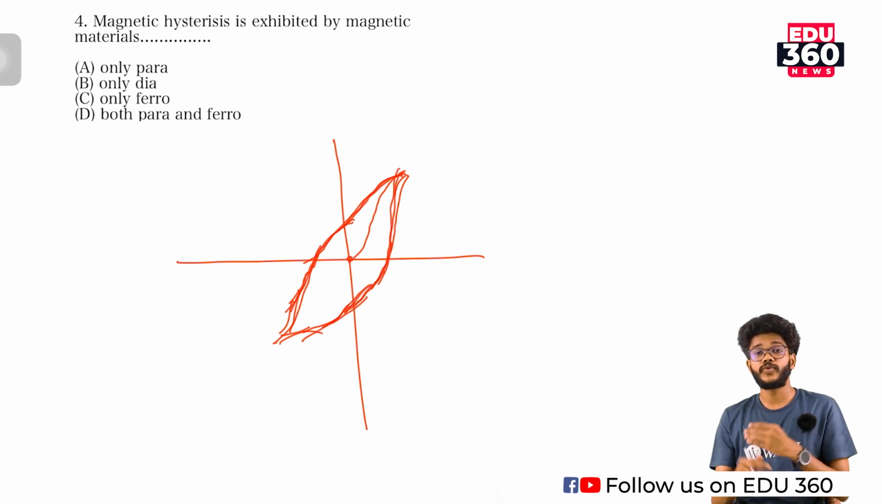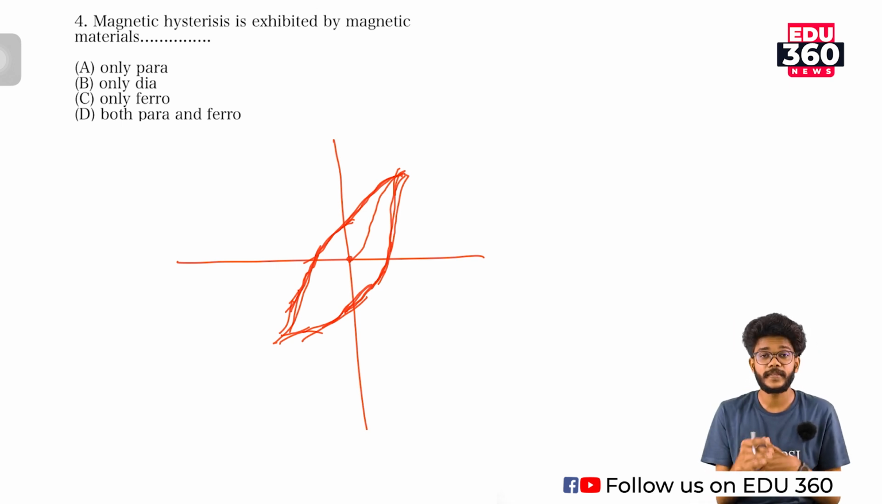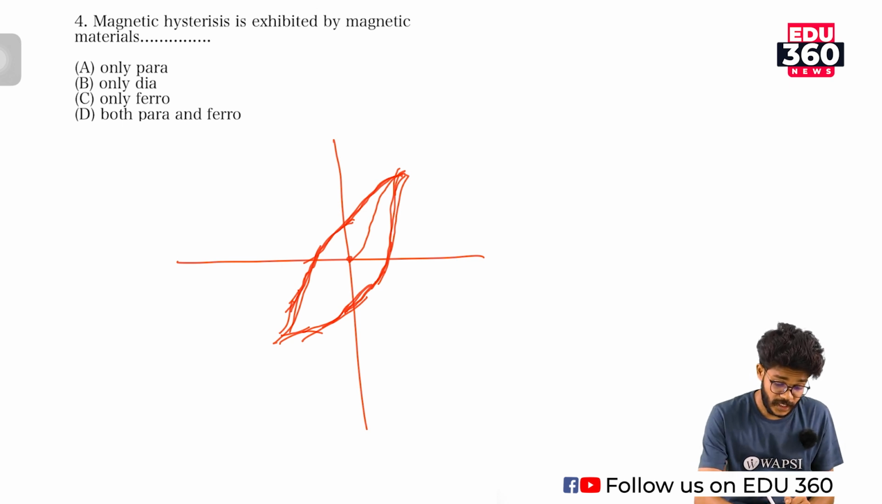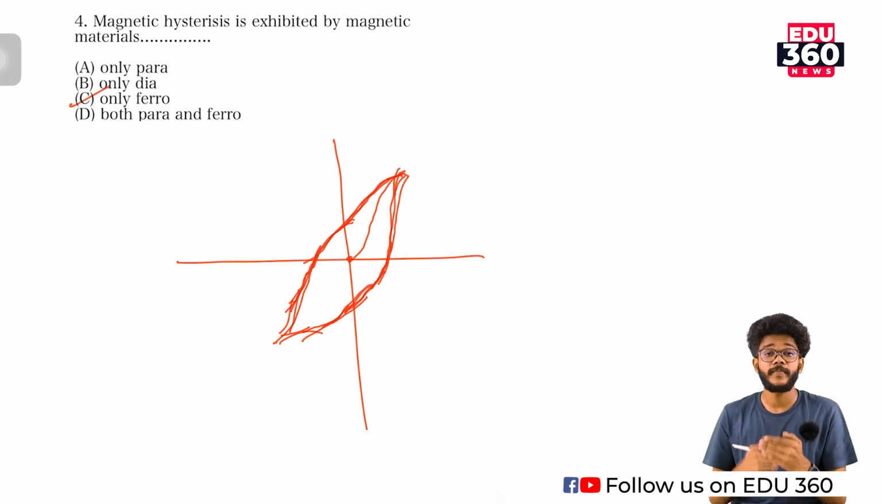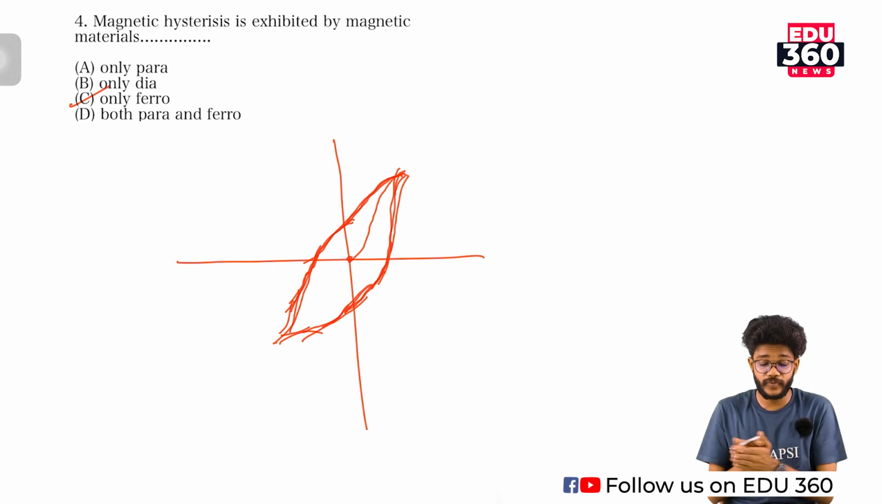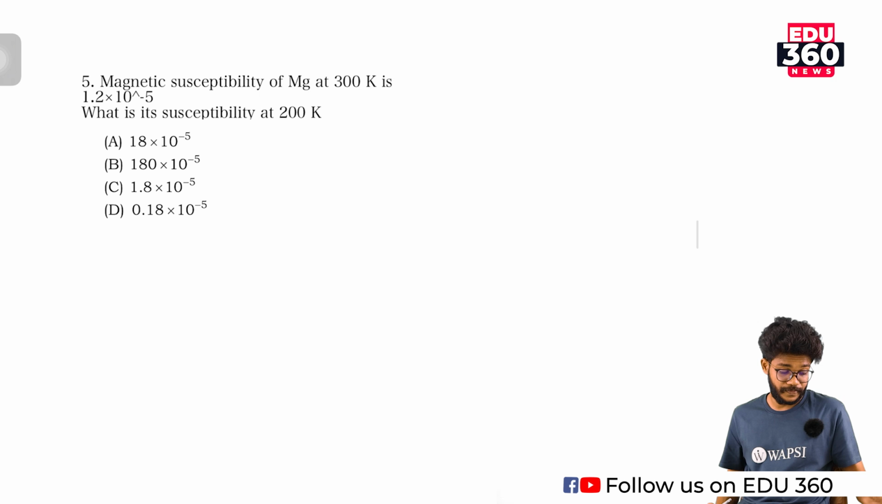Approximately this is the structure of a hysteresis loop. This loop is very important to you. So this loop is exhibited by which kind of object? Only paramagnetic, only diamagnetic, only ferromagnetic? Yes, only ferromagnetic. So option C is the correct one. Only a ferromagnetic substance can exhibit this kind of loop. In dia and para, while removing the magnetic field, it loses the magnetic property. Okay, so we can move to the 5th question.